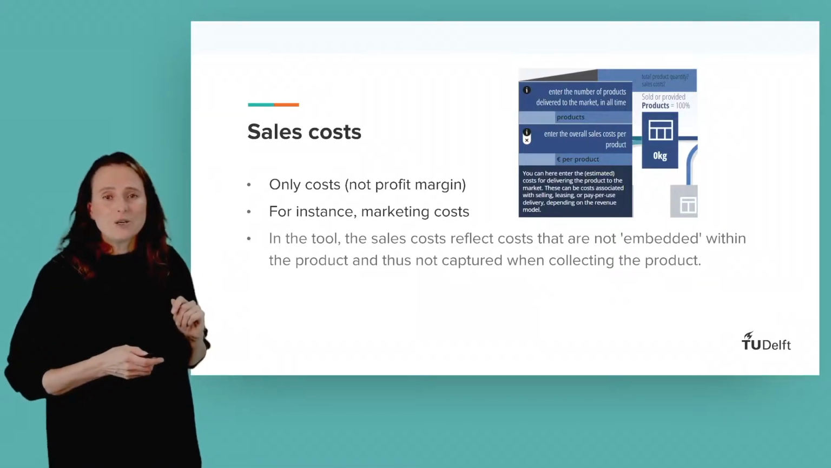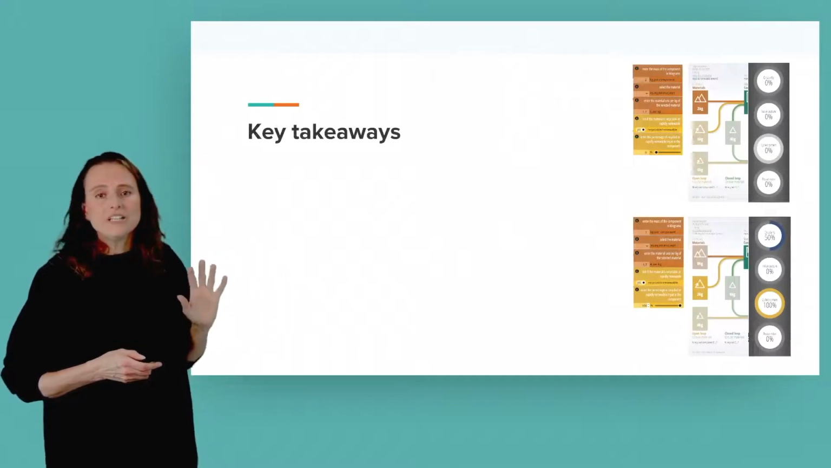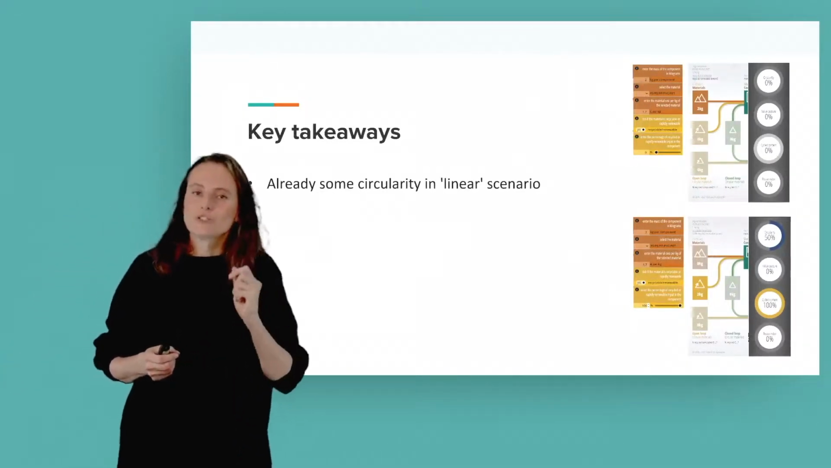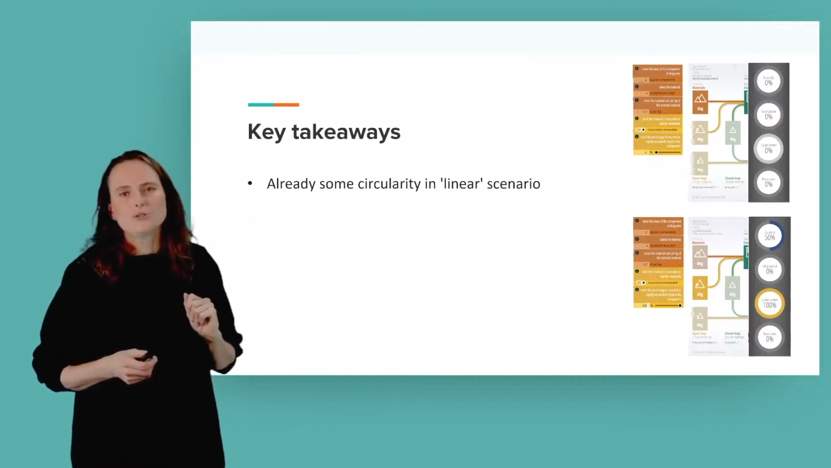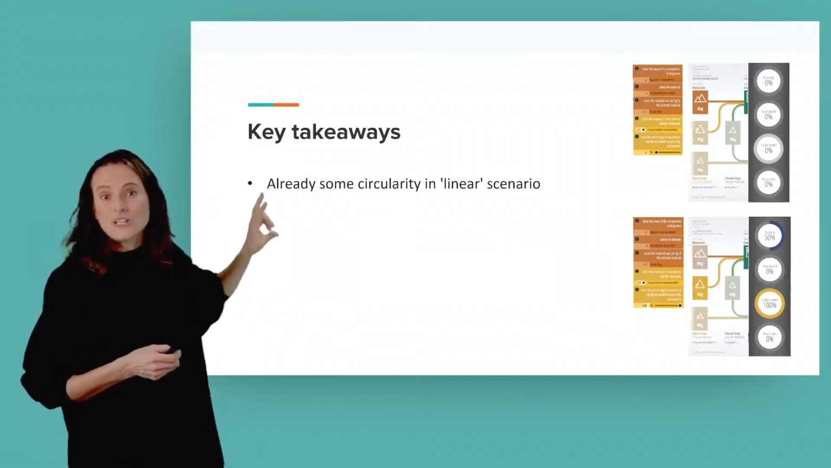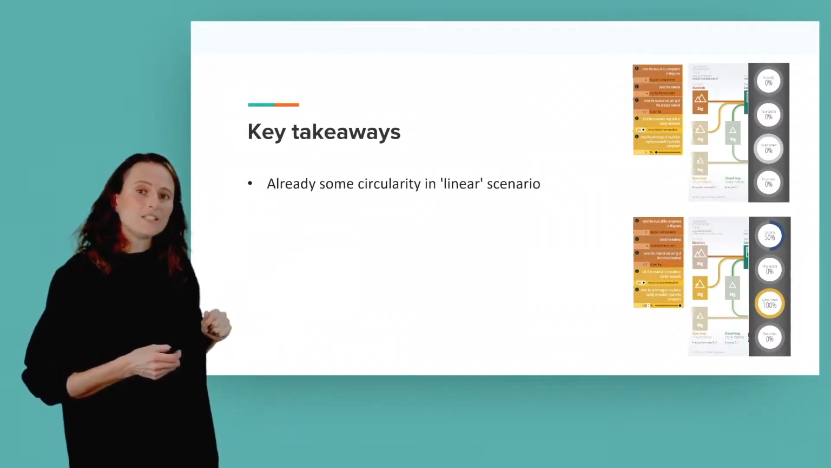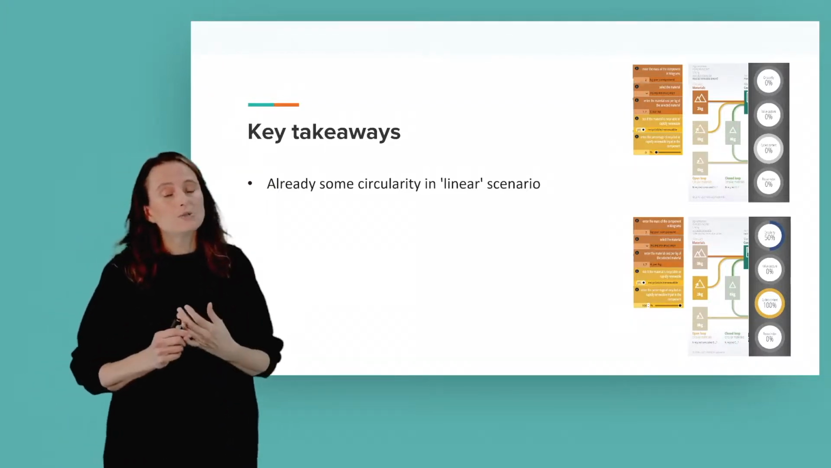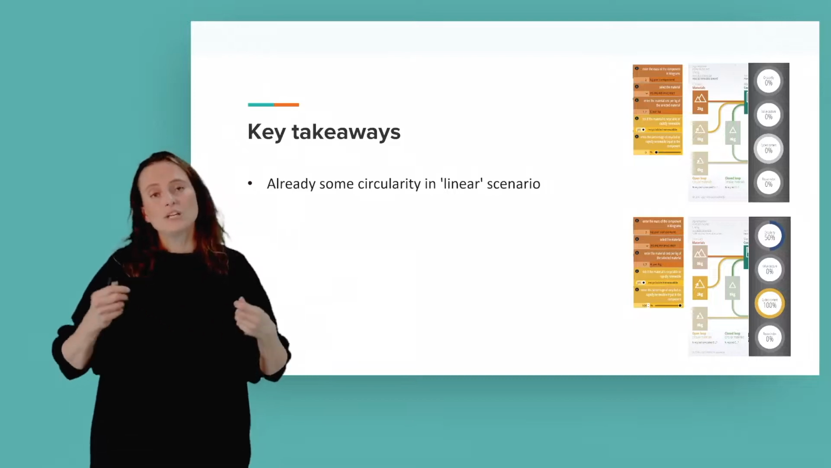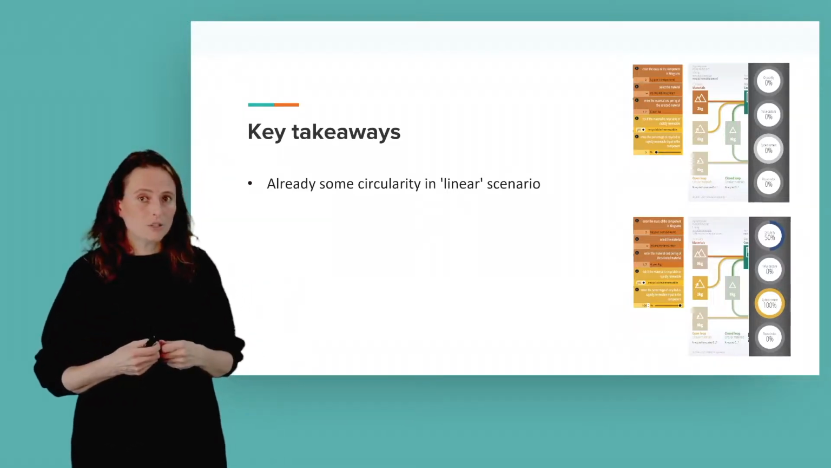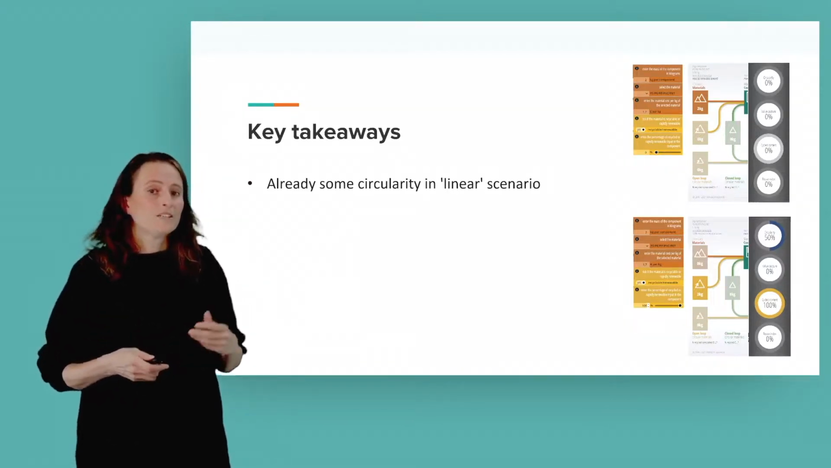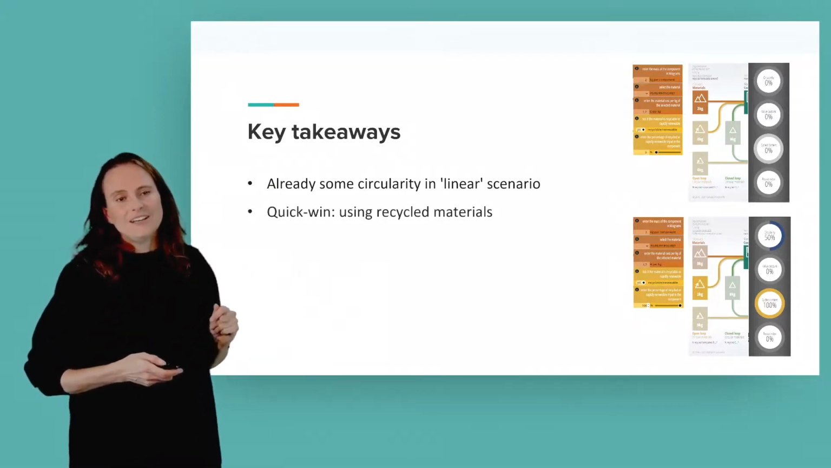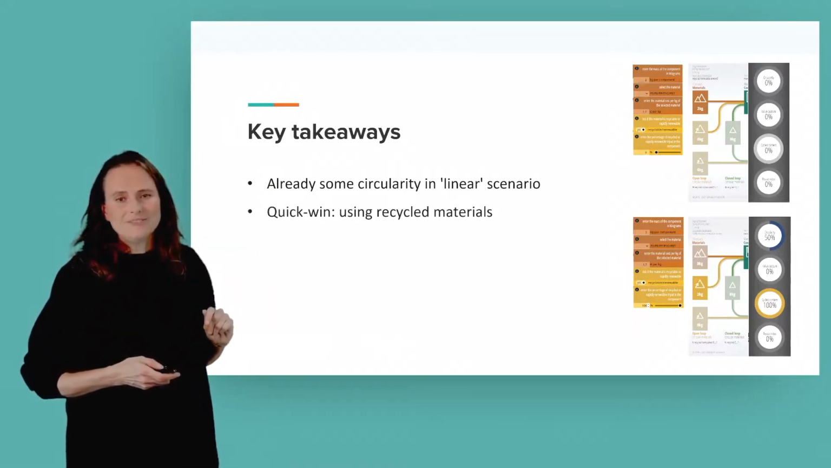Now for the key takeaways. So what we've already seen, even in a linear scenario, there's typically some circularity from the use of recycled materials. So you can also play with that in your circular scenario. On the input side, can you already use recycled content, or can you increase the amount of recycled materials that you're using? So you don't have to change anything on the output side. So that's a quick win.